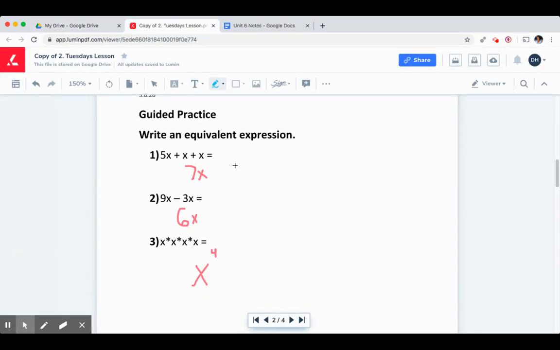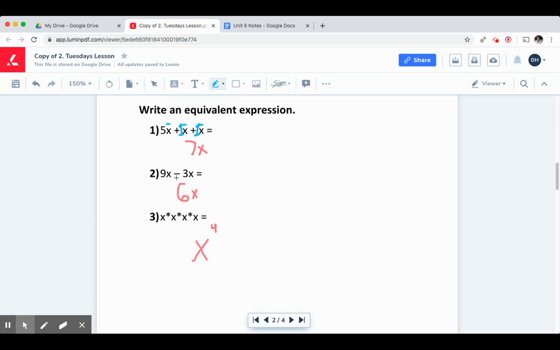Okay, so for number 1, we have 5x plus x plus x. First, I'm going to look at all my variables to make sure that they are the same. And they're all x, so I can combine these terms. 5x plus, we know that there's no coefficient here, but if it's a variable by itself, there's an imaginary 1. So it's 5x plus 1x plus 1x. That's the same thing as 7x.